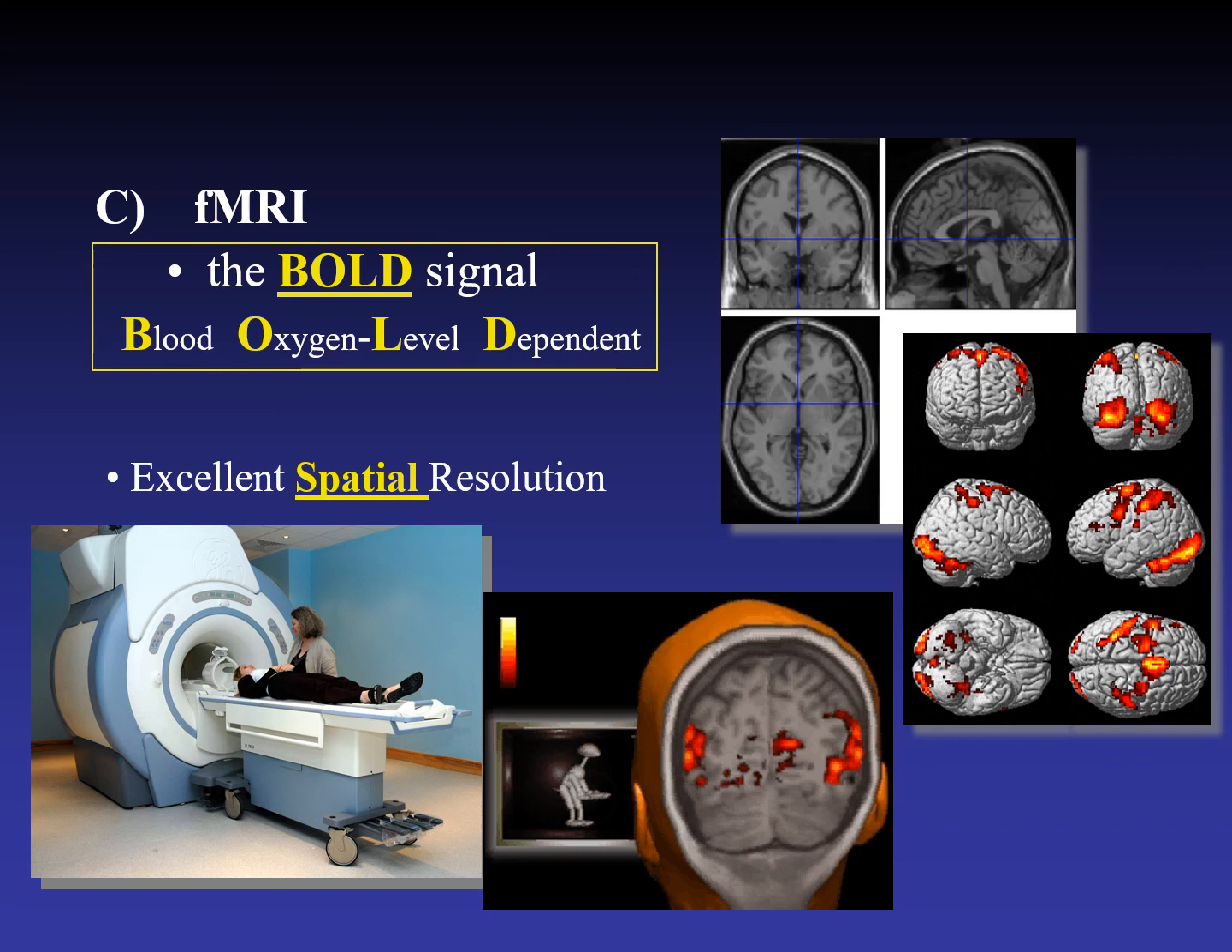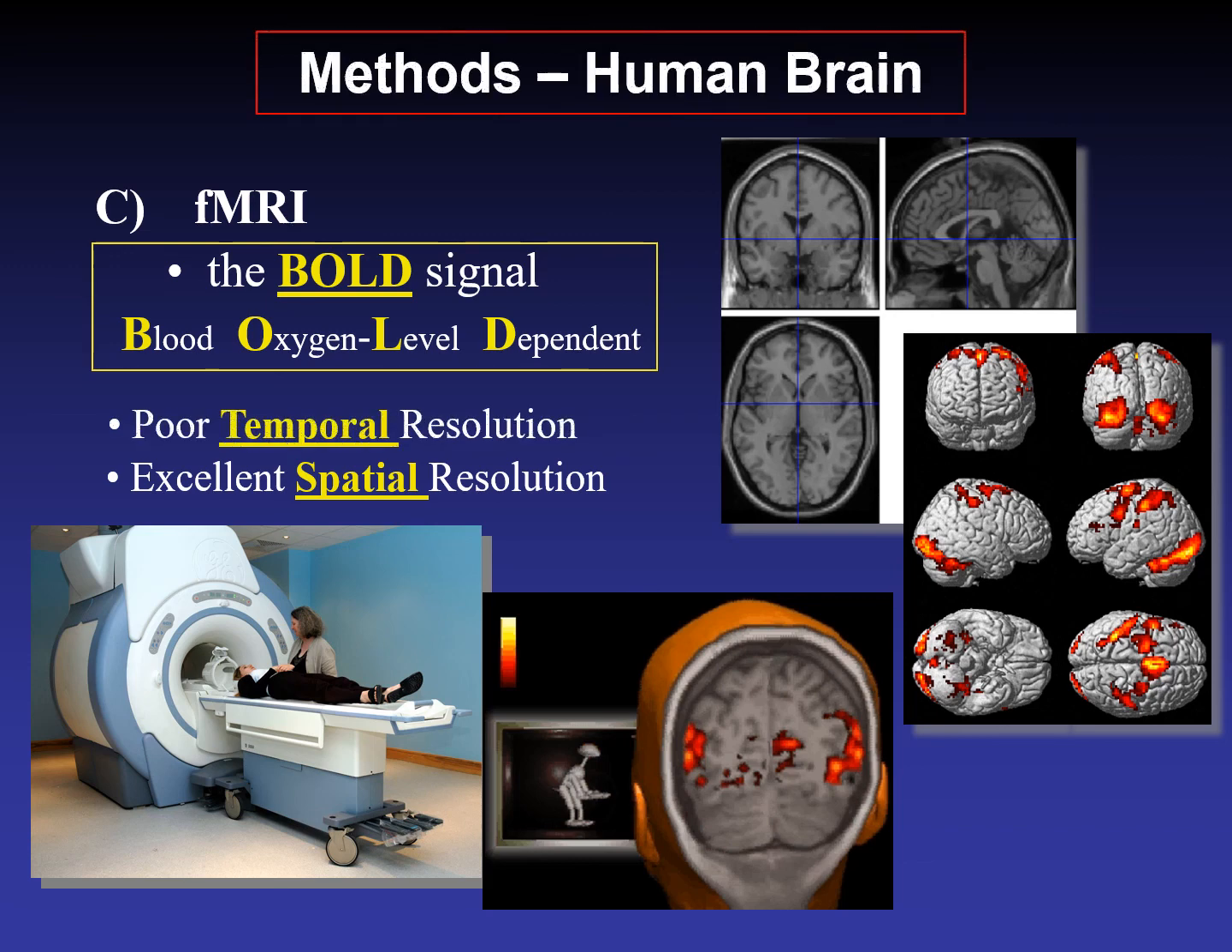Functional MRI has excellent spatial resolution. It's the best technique out there if you want to see exactly where the brain activity is coming from. However, the temporal resolution of functional MRI is actually quite poor. It's very difficult to see exactly when brain activity is happening. And this is due to the sluggish nature of the hemodynamic response, or the sluggish nature of the BOLD response. It takes blood several seconds to travel to the brain, yet the brain activity is happening on the order of milliseconds. So the temporal resolution is quite poor, even though the spatial resolution is quite good.